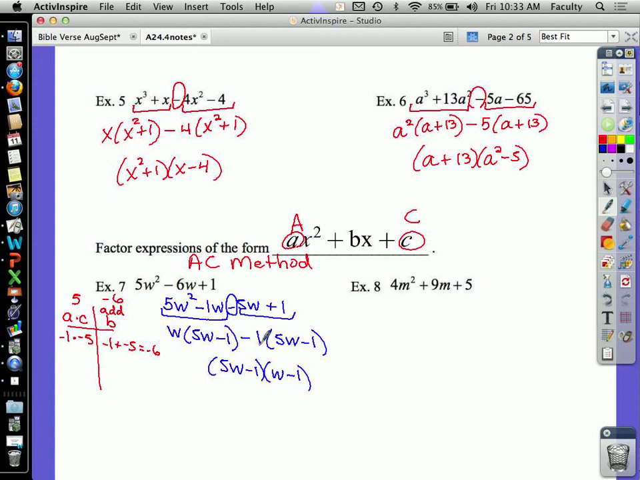Now let's check our work when we factor. 5w times w is 5w squared. My outer is minus 5w plus the inner, minus 1w, that's minus 6w. Negative 1 times negative 1 is 1.